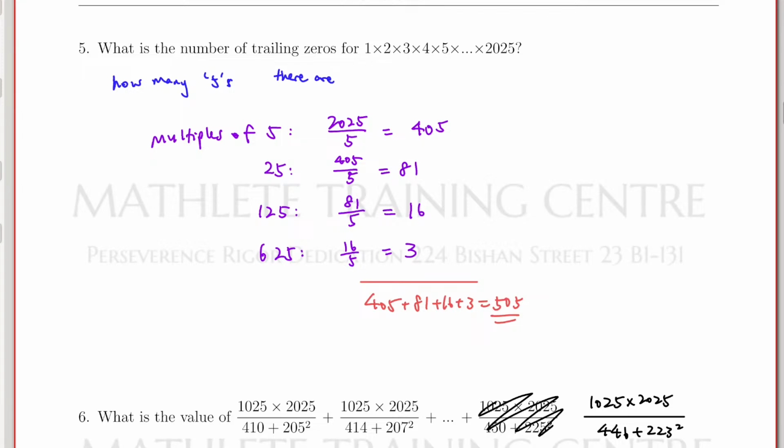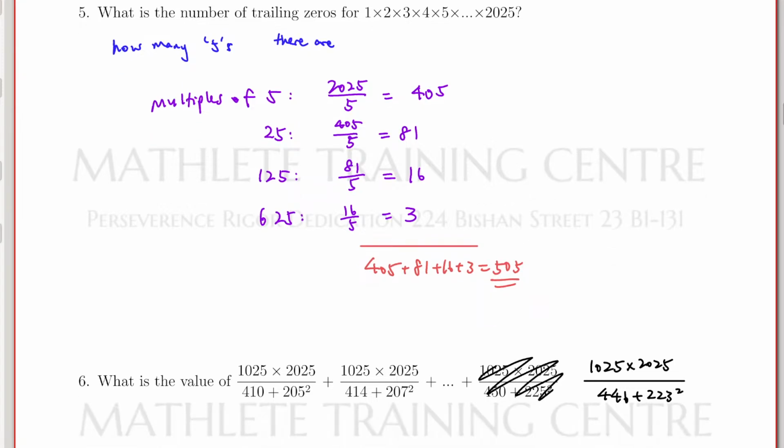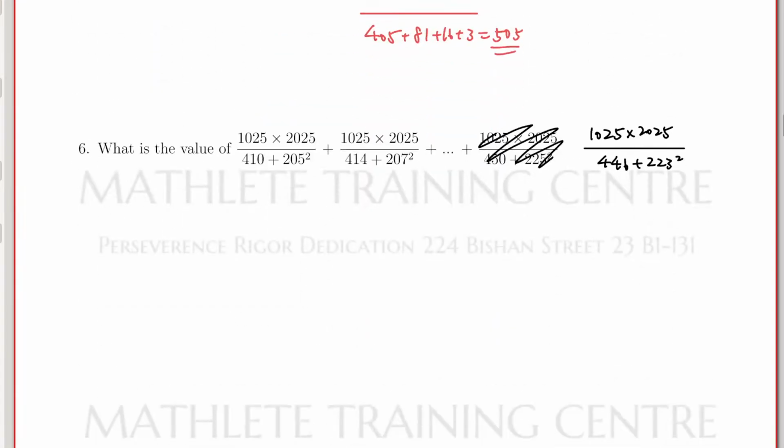Okay, let's take a look at this question number 6 here. Question number 6, they give you again something that looks like a bunch of fractions that you want to add up together. How do you do it? Actually, you do it in basically the same way as you did question number 1, using this difference of fractions. So what does it mean? If you take a look at the denominators, the first one, 410 plus 205 squared. That's 2 times of 205 together with 205 times of 205. So that's 205 times 207.